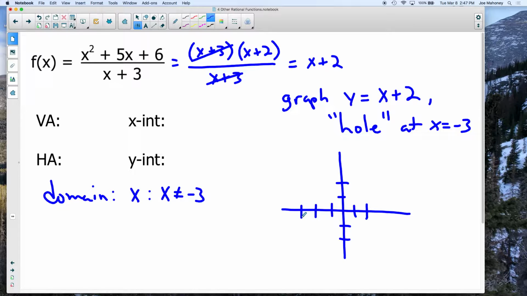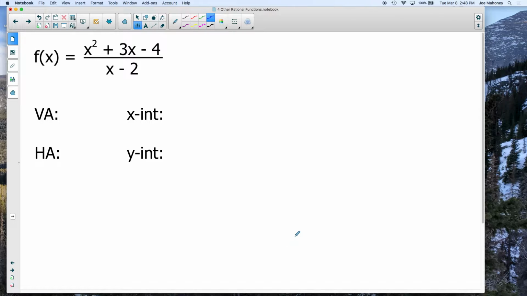So remember, the graph of y equals x plus 2 has a slope of 1 and a y-intercept of 2. It also has an x-intercept of -2. So it's going to look something like this. But I'm going to fix it in a second because I know that it's undefined at -3. So I'm going to put a little hole in my graph. And that's what that graph looks like. It's the line y equals x plus 2, but at x equals -3, it's undefined. Pretty neat. And that gets me thinking about this one.